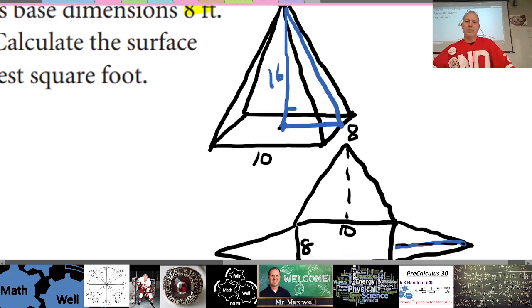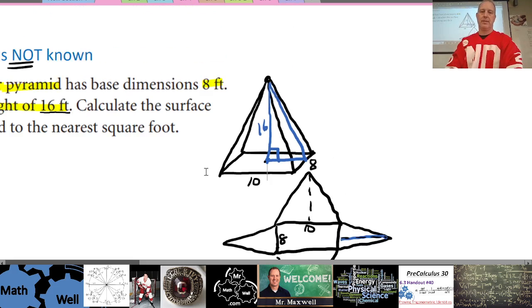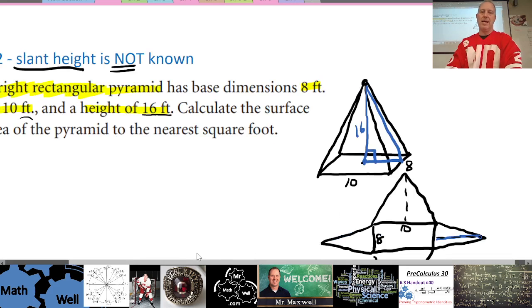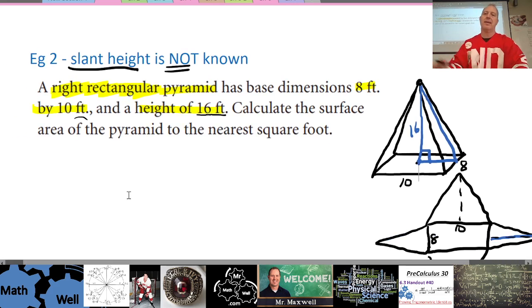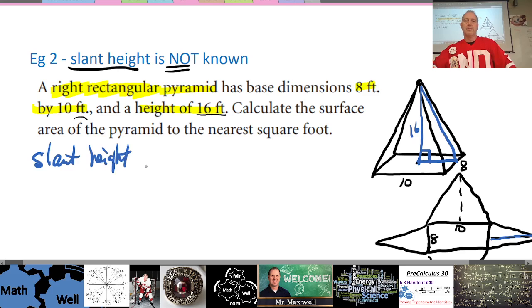That's a right angle. And because you have a right triangle, you can use Pythagoras' theorem, or the Pythagorean theorem, however you want to say that. Okay? So I'm going to find the slant height. I know the height there, and I'm going to redraw the triangle over here. Okay, so the slant height. This little triangle is going to be 16 high.